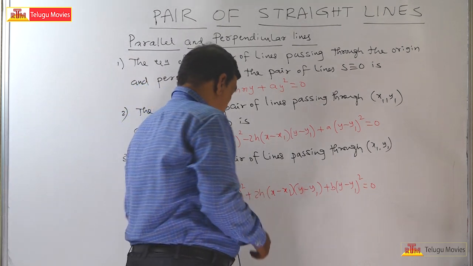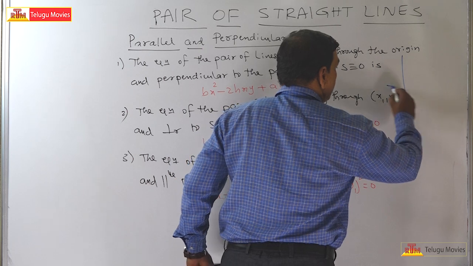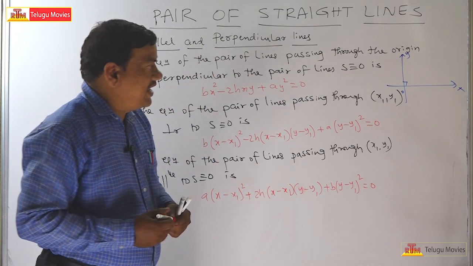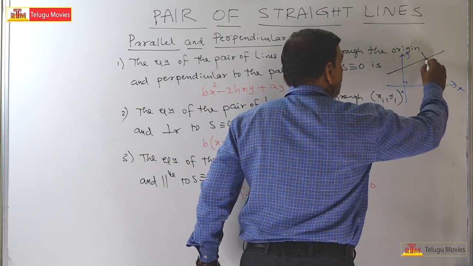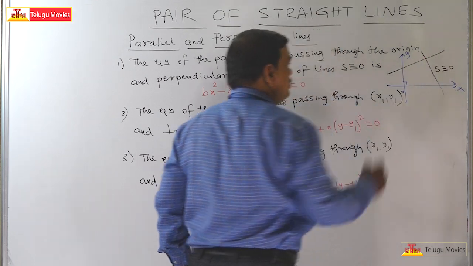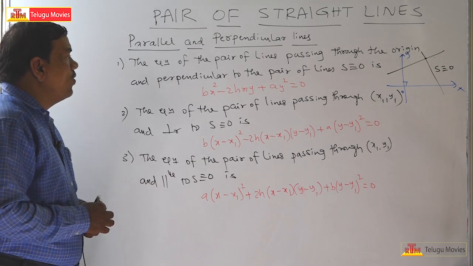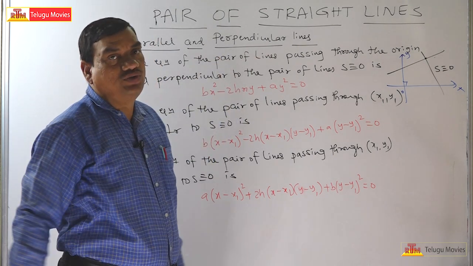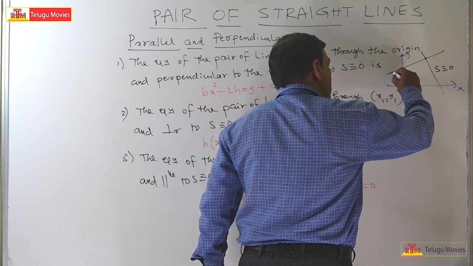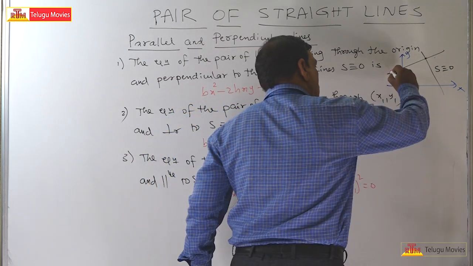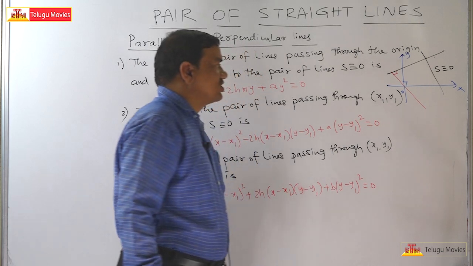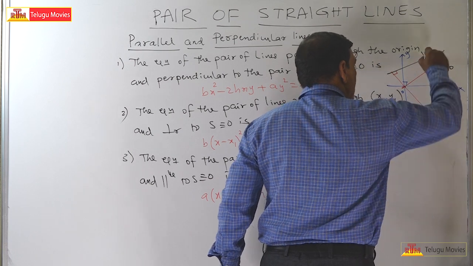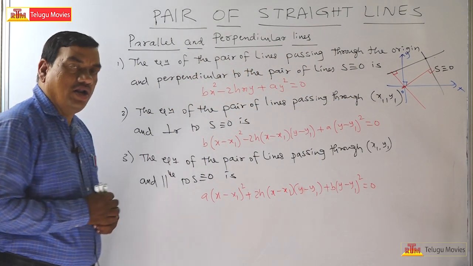So, for example, take the x axis and y axis with the origin. There are two lines, so let us take these two lines. The equation of these lines is S is equal to 0. Now, I want to find the equation of the pair of lines which are perpendicular to these lines. Perpendicular to lines means what? See, the first line is perpendicular to the first given line and passing through the origin. And the second line is perpendicular to the second line and it is also passing through the origin.